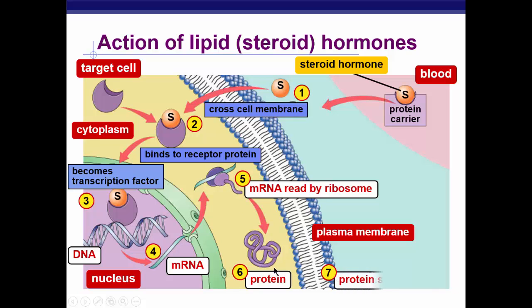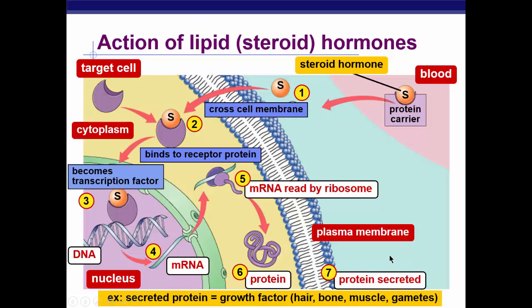And then that protein will be secreted from the cell to do whatever function it is. Okay? For example, that secreted protein can be a growth factor. Okay? For hair, bone, muscle, for your gametes, for your egg and sperm cells. And that's what we have there. A protein that is made because of a hormone that is made out of a lipid that can cross the cell membrane.